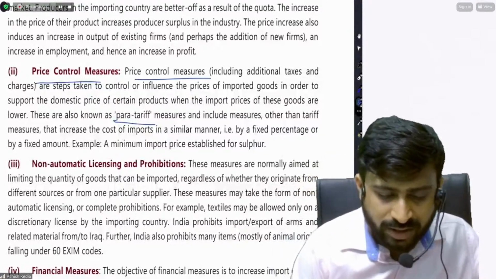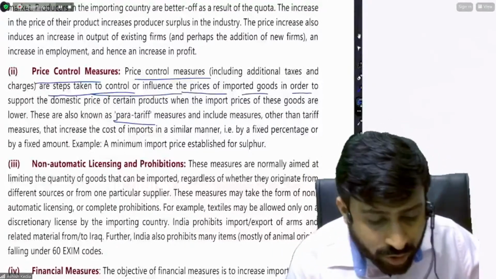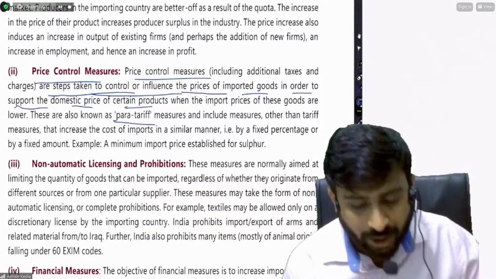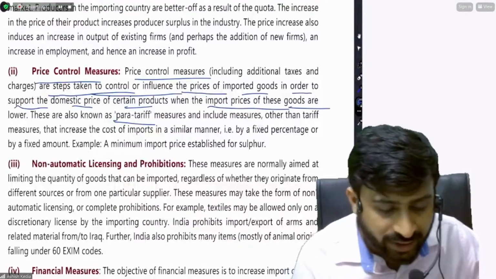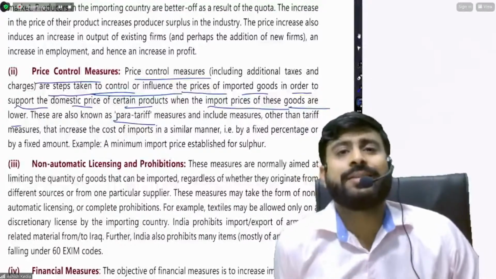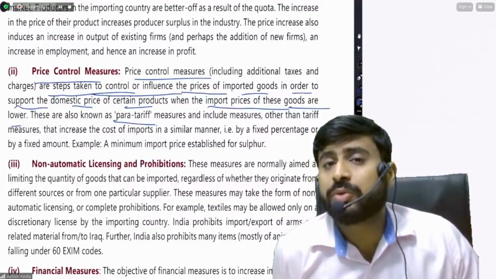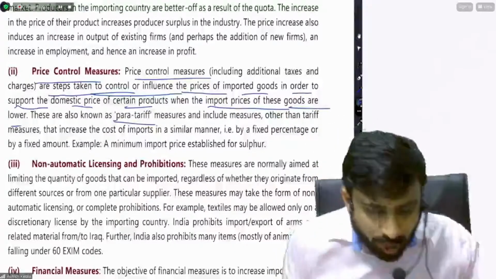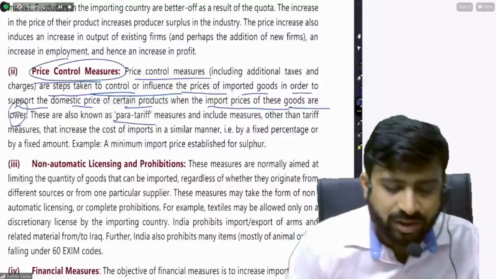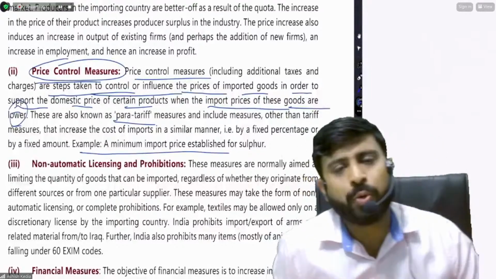These measures are steps taken to control or influence the price of imported goods in order to support the domestic price of certain goods when the imported price is lower. So if the imported price is lower, then these control measures are introduced, wherein a fixed percentage is imposed so that the price rises.